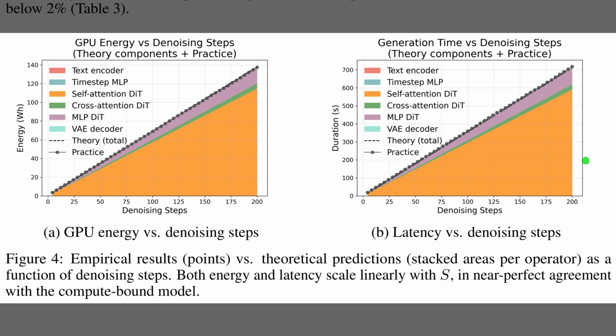Okay. Table 1 quantified where compute piles up per step. Figure 4 shows energy and latency versus denoising steps, with stacked operator areas and practice points that align closely. Both metrics grow linearly with step count because each step repeats the same transformer layers. The left panel charts GPU energy, dominated by self-attention, while VAE and the text encoder contribute little. The right panel reports duration, which rises at the same steady rate.